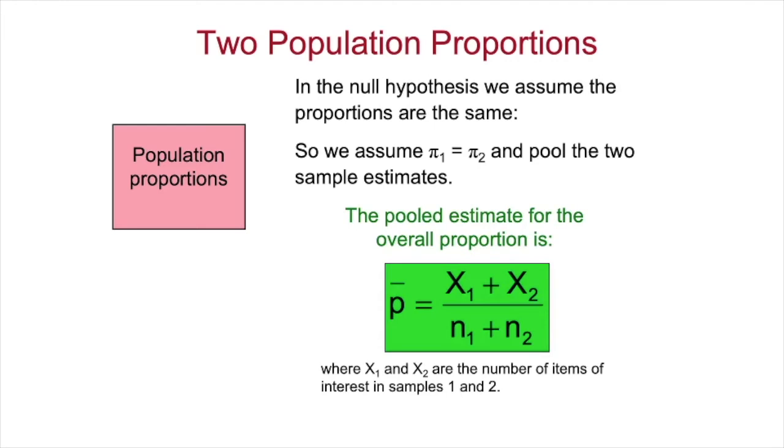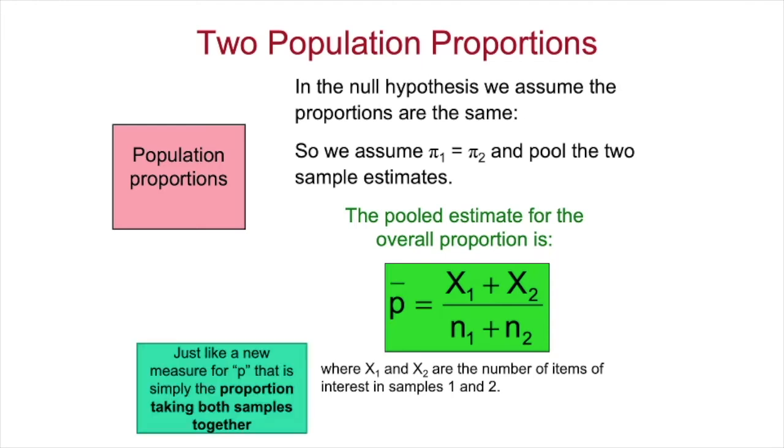Then we're going to compute something we call the pooled estimate of the overall proportion, and that is x1 plus x2 divided by n1 plus n2. Remember that when we are talking about proportions, x is the number of items of interest. So x1 is the number of items of interest in the first sample, x2 is the number of items of interest in the second sample. This p-bar is just like a new measure for p, that is the proportion taking both samples together: the number of items of interest on the whole divided by both sample sizes.